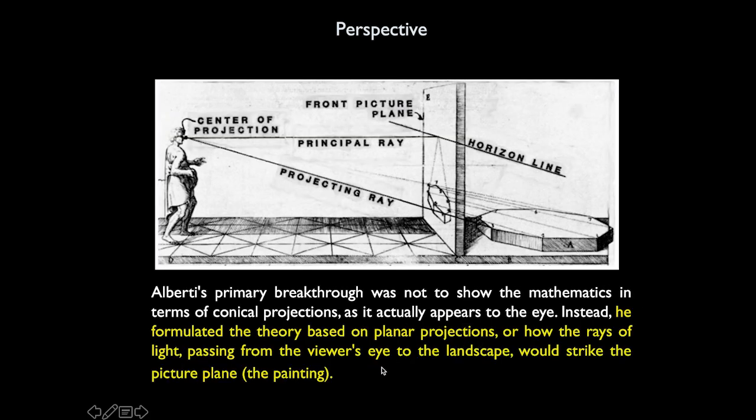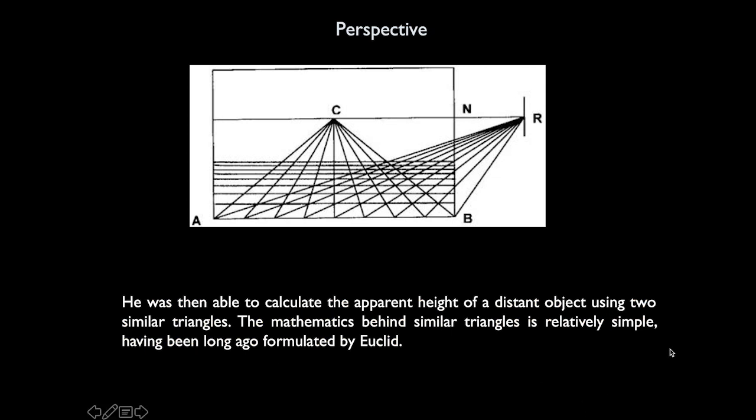So Alberti's primary breakthrough was not to show the mathematics in terms of conical projections as it actually appears to the eye. Instead, he formulated a theory that was based on planar projections, or how the rays of light passing from the viewer's eye to the landscape would strike the picture plane or the painting. So he was then able to calculate the apparent height of a distant object using 2 similar triangles. The mathematics behind similar triangles is relatively simple, having long ago been formulated by Euclid.